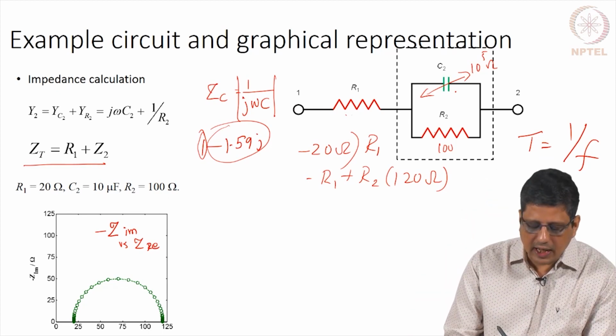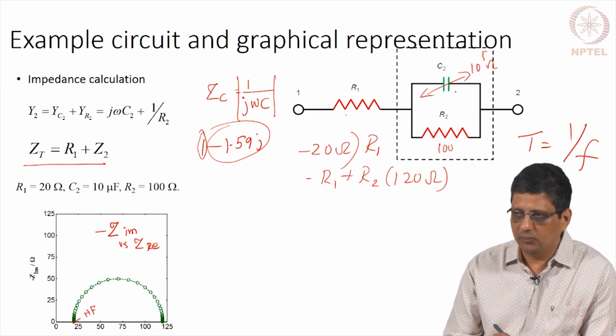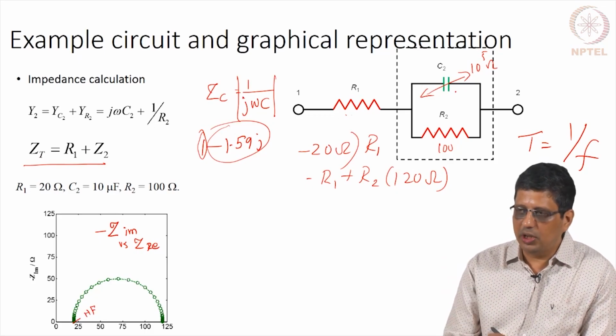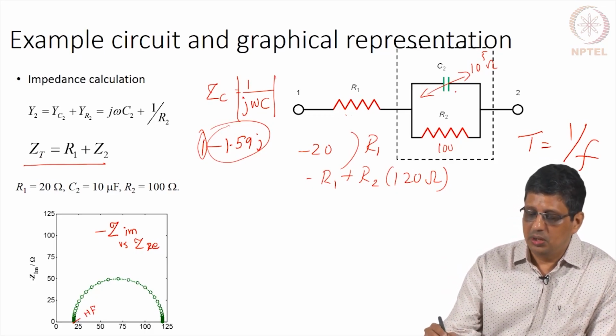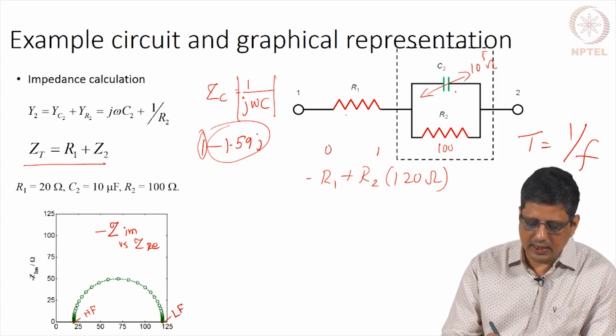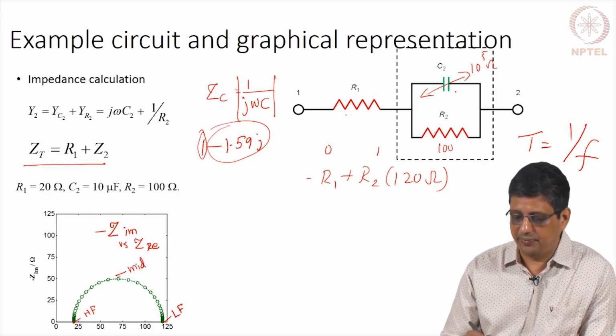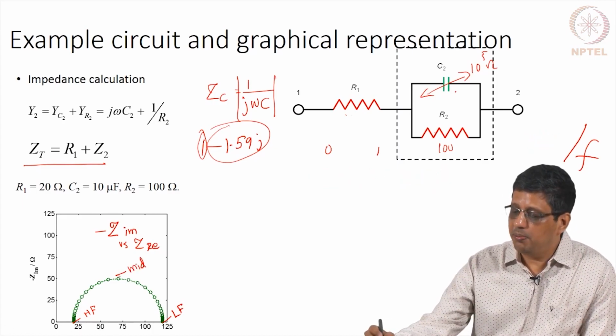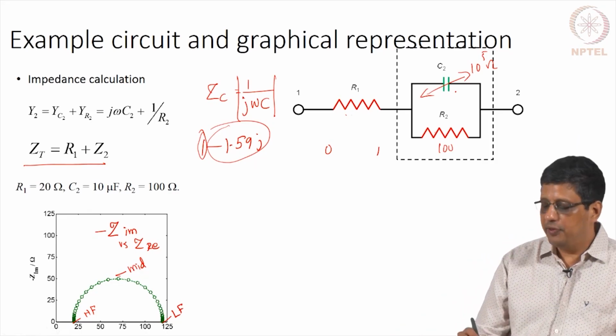Okay. This is the high frequency data, it is coming to 20 ohm. The low frequency data is coming to about 120 ohms, and these are going to be the mid frequencies. Okay. Another point that I want to note is the frequencies.